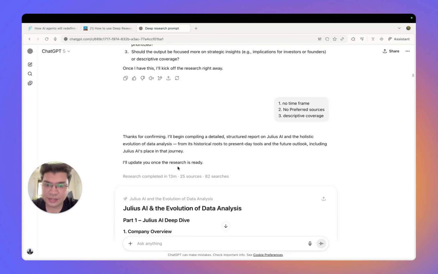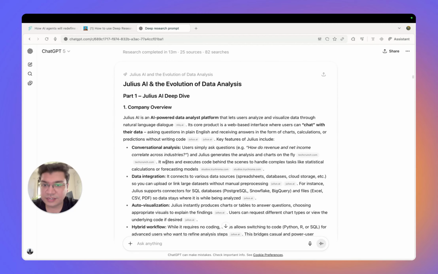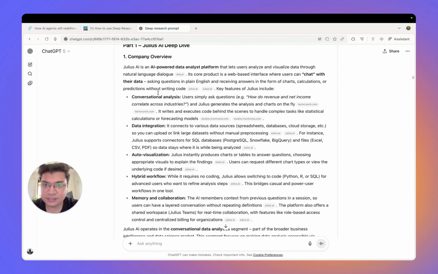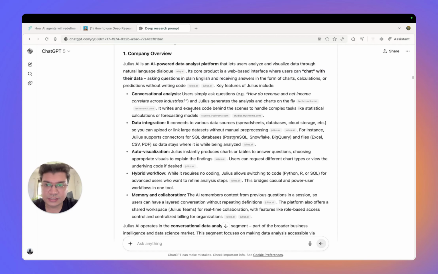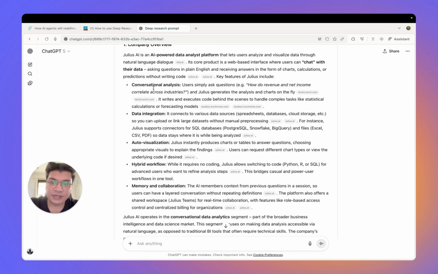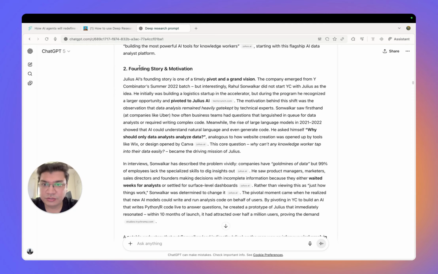Then it spent 13 minutes, used 25 sources, did 82 searches, and created this whole report. It is a very descriptive report, a Julius AI deep dive, where it says that Julius AI is an AI-powered data analyst platform that lets users analyze and visualize data through NLP, and you can chat with the data. It also gave very good lines, and the things which actually needed to be bolded, it made bold. So you can have conversation analysis, data integration, auto visualization, hybrid workflow, memory and collaboration. Then it went into the founding story and motivation.